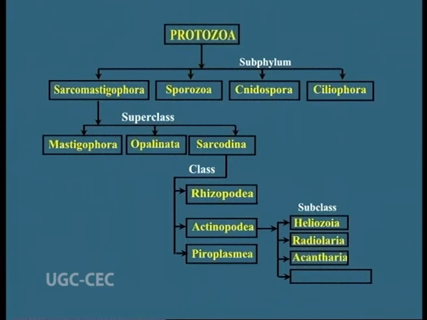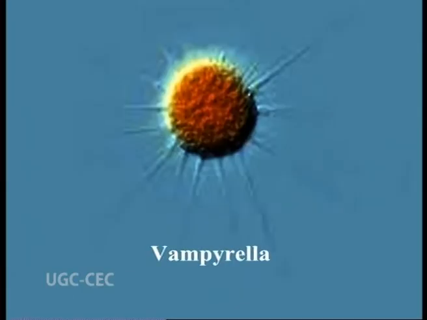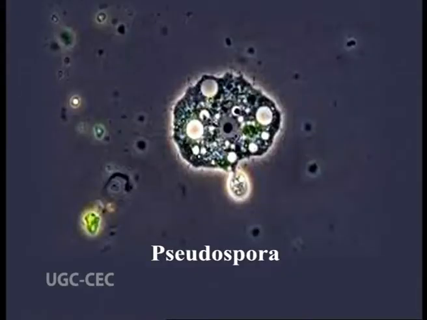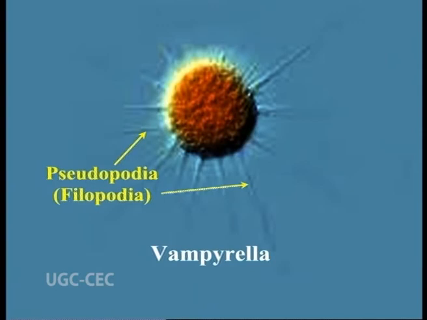Subclass Proteomyxidia, and the examples are Vampyrella and Pseudospora. Largely marine and freshwater parasites of algae and higher plants. Pseudopodia are filopodia.